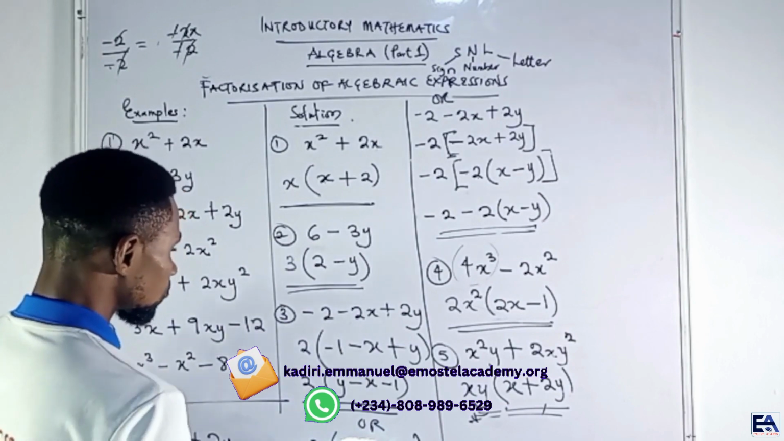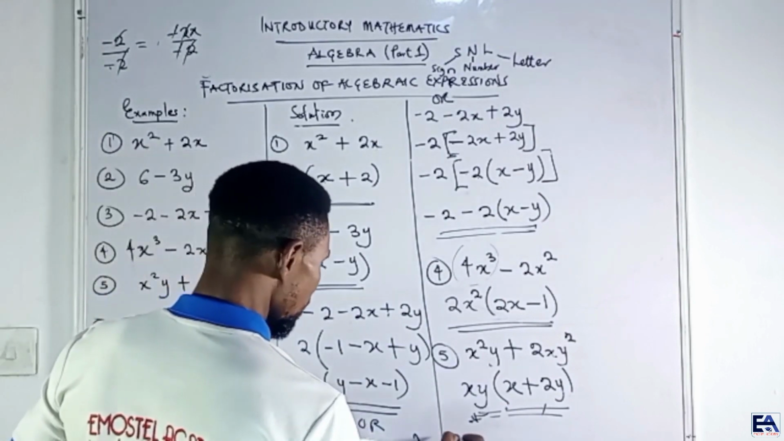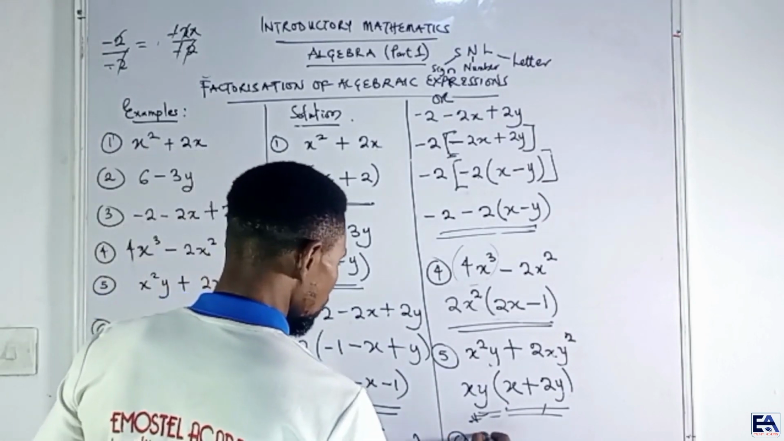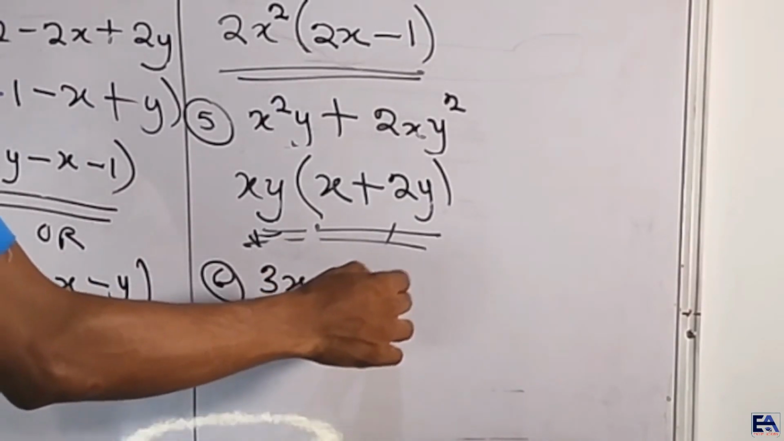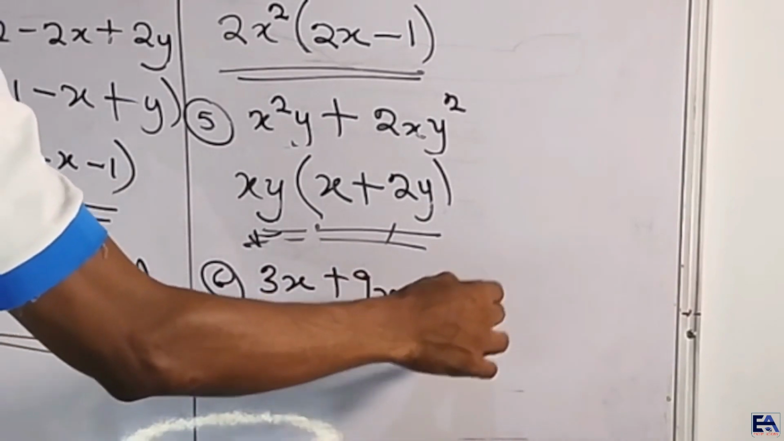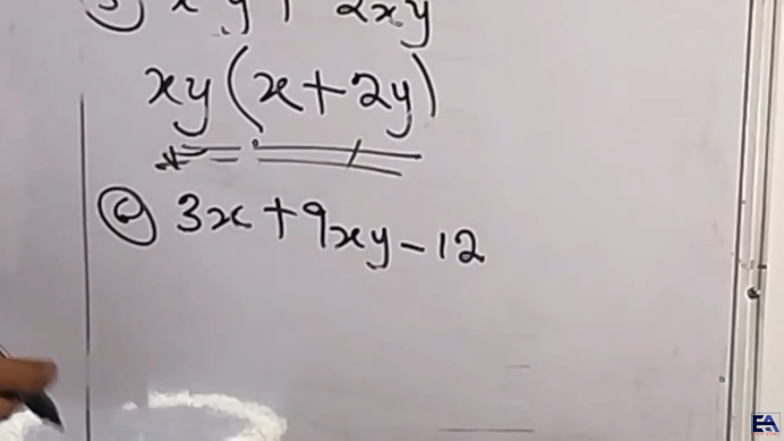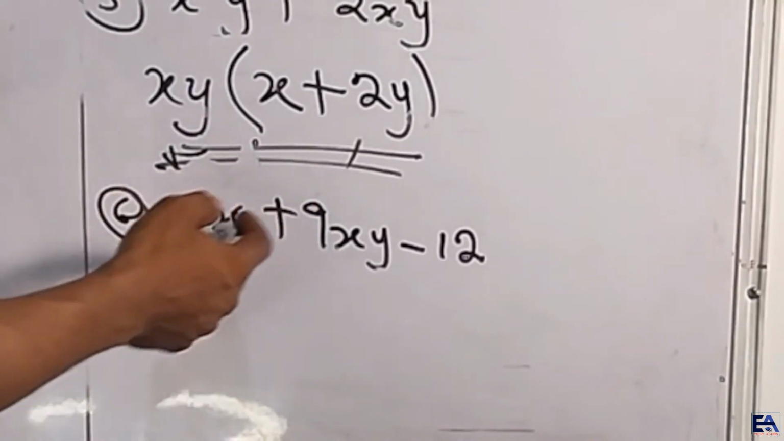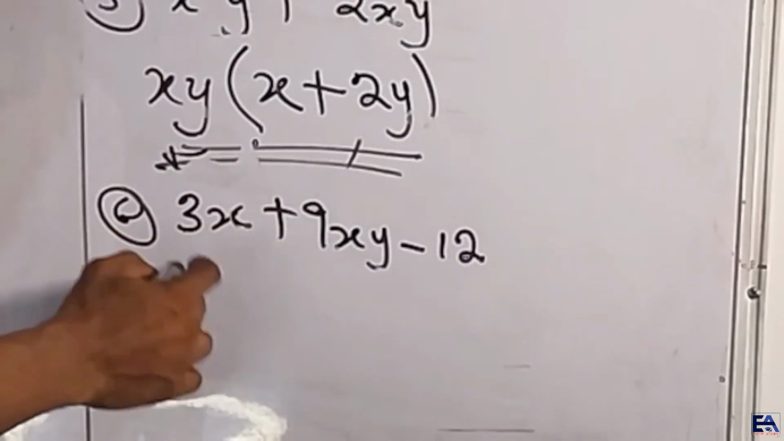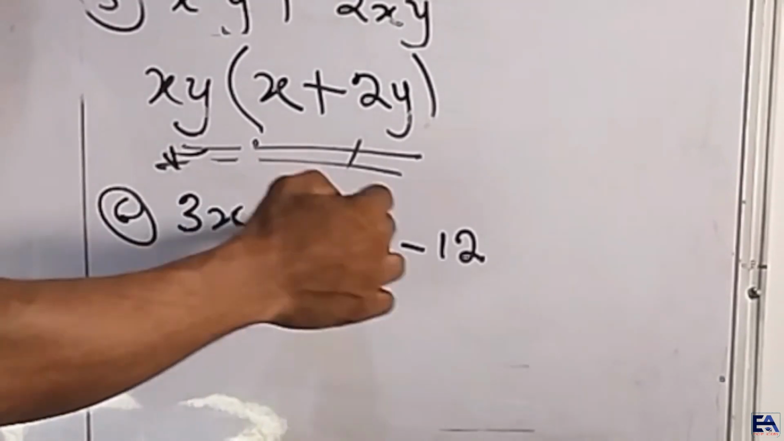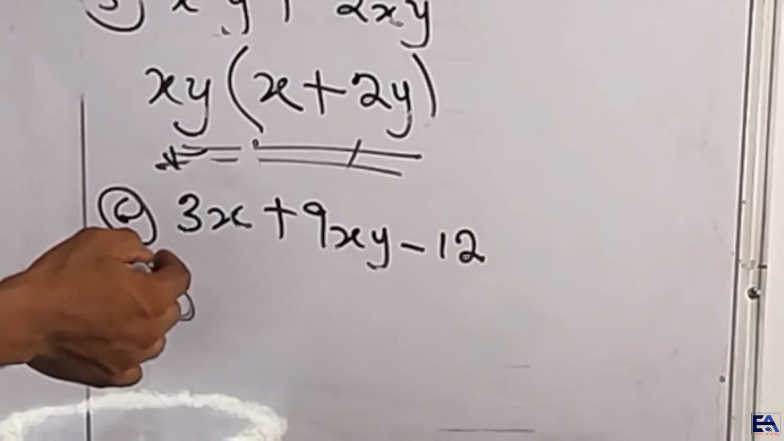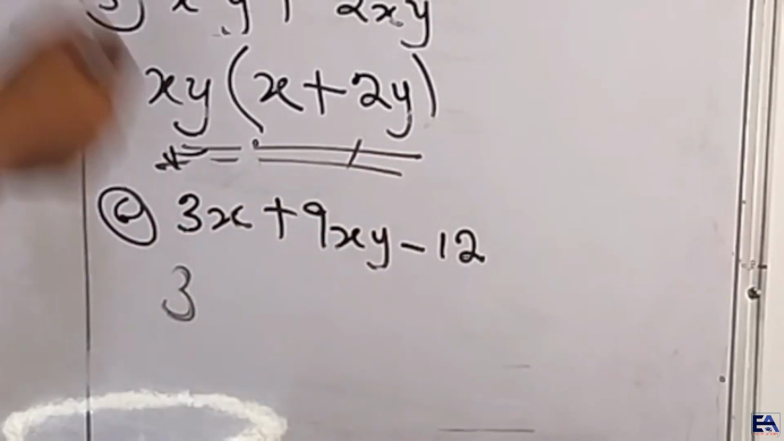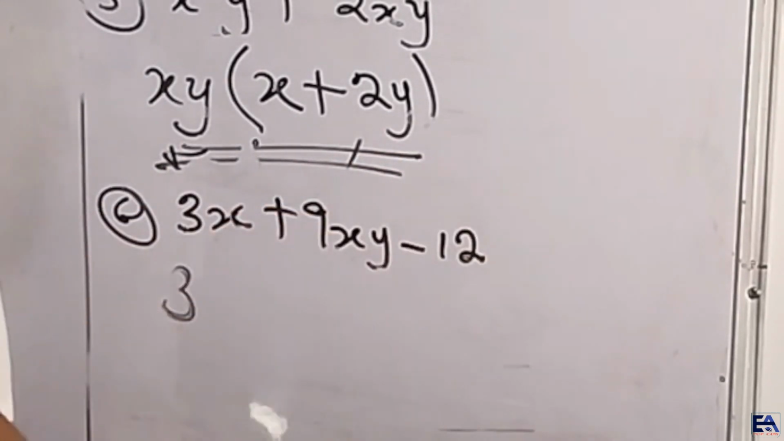Number 6 is like this: 3x plus 9xy minus 12. To solve this question, we can just look for the common factor in terms of numbers. In terms of number, 3 is common, okay? So 3 can go here, 3 can go here, 3 can go here. In terms of letters, nothing else is common, because x can go here, x can go here, but x cannot go here.